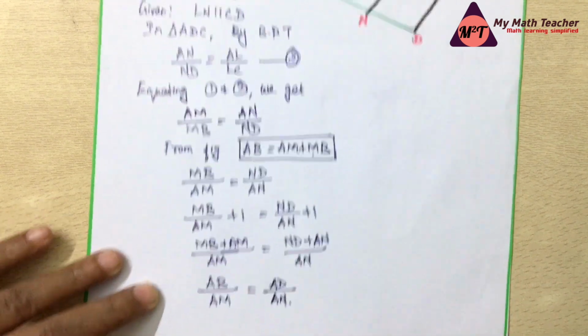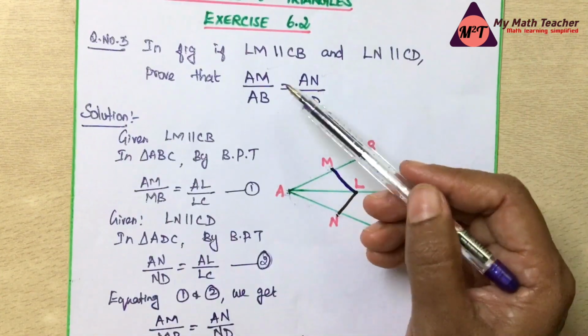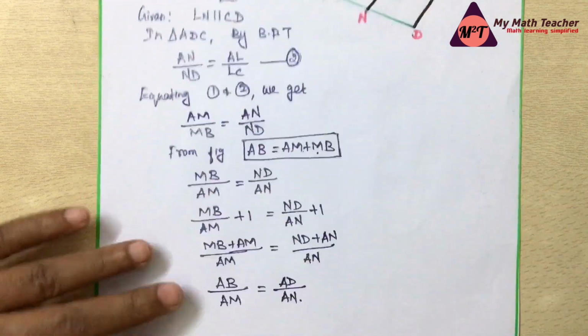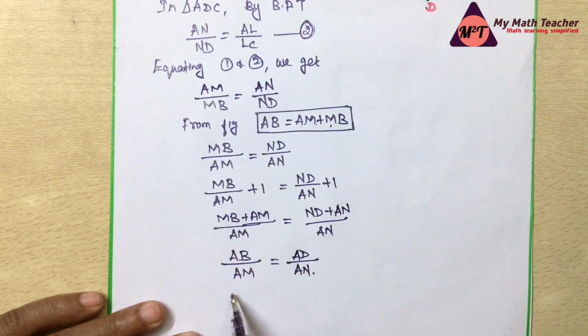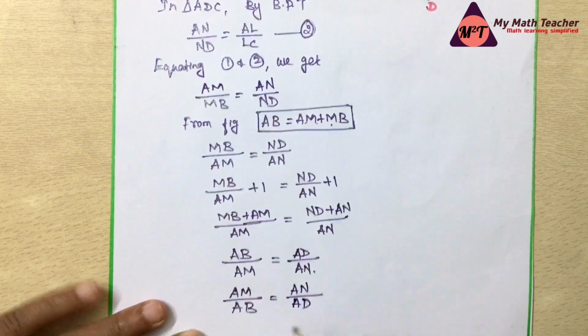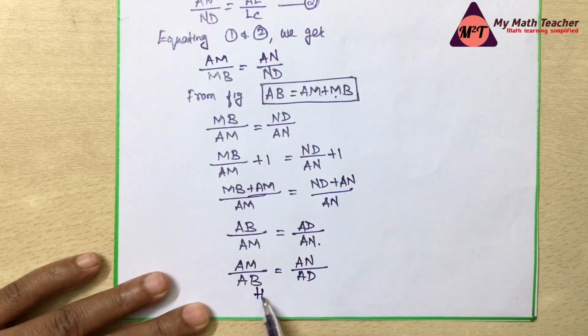Whereas the proof has given us AM by AB, which is equal to AN by AD. So now just write the reciprocal, that is AM by AB, the same reciprocal, which is equal to AN by AD. Okay, this is what we have to prove. Hence proved.